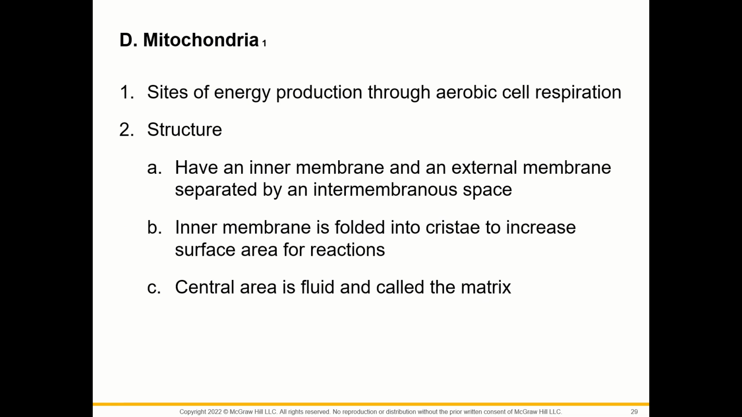Mitochondria, the famous mitochondria. These are the sites of energy production through aerobic cell respiration. We're going to talk a lot about them in the next couple of chapters. The structure of mitochondria is that they have an inner membrane and an external membrane separated by an intermembranous space. The inner membrane is folded into cristae to increase surface area for reactions. The central area is a fluid and is called the matrix.